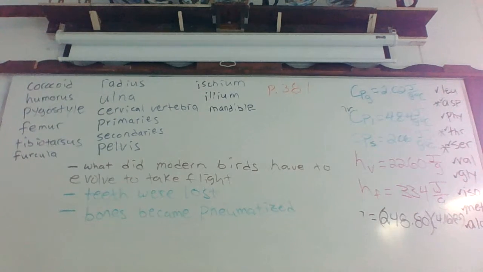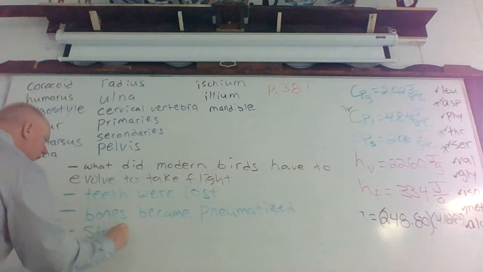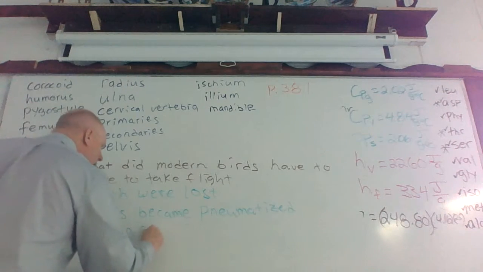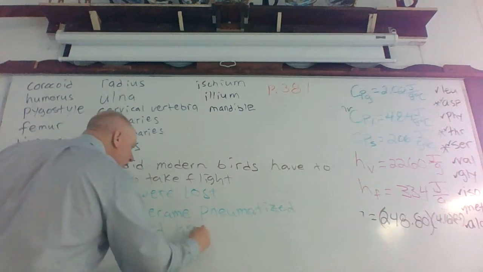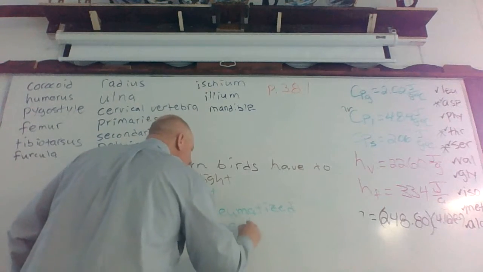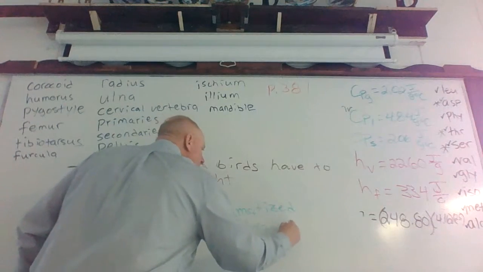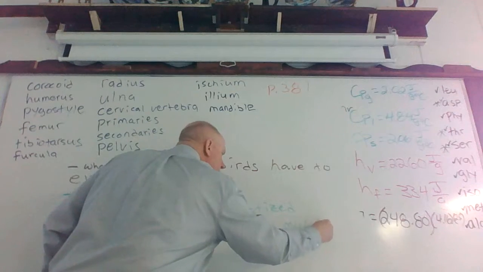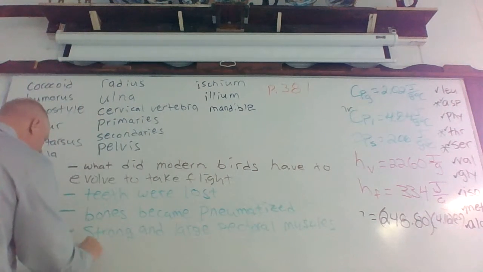What's a better name for that? What's the name of that muscle? Say it again. Yeah, pectorals. Okay, so strong and large pectoral muscles were developed.